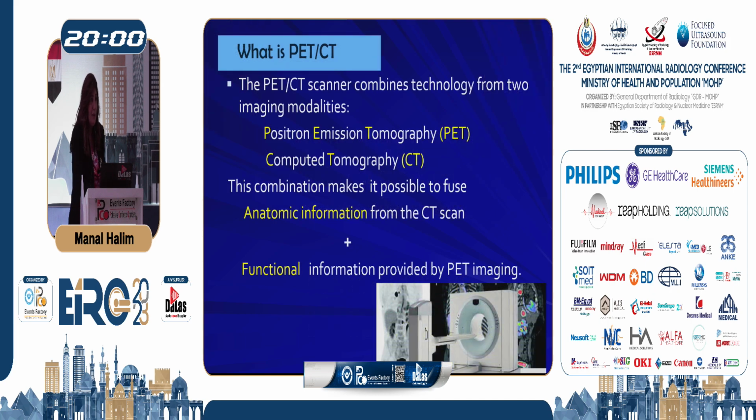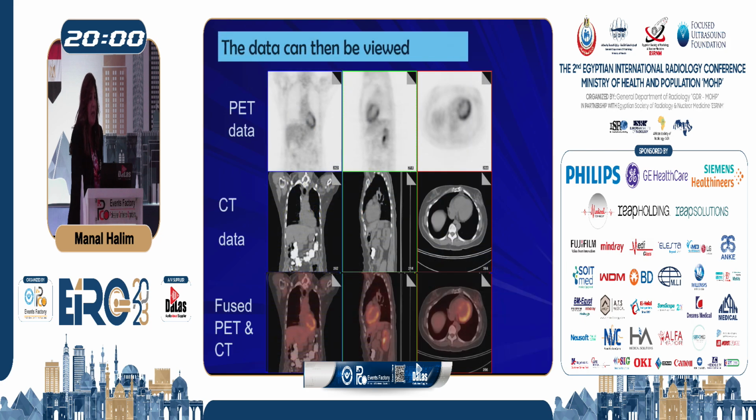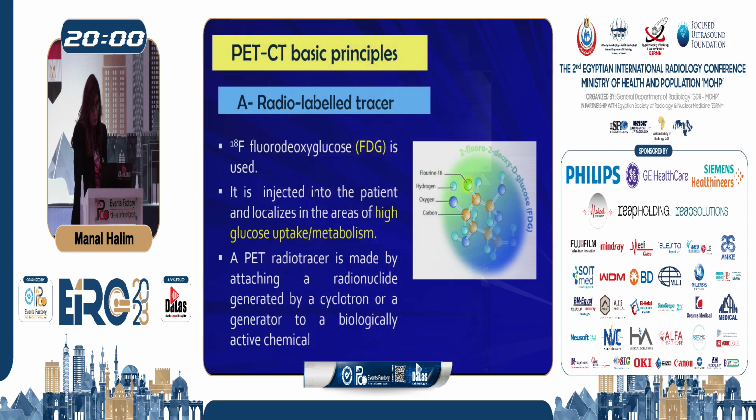At first, we're going to start with the basic information. What is a PET-CT? PET-CT is positron emission tomography combined with computed tomography, CT, and so we gain from this the anatomical information from the CT plus the functional imaging from the PET. And here is the way the images appear for us: the PET data, then the CT data, and then both of them fused together, the fused PET and CT data.